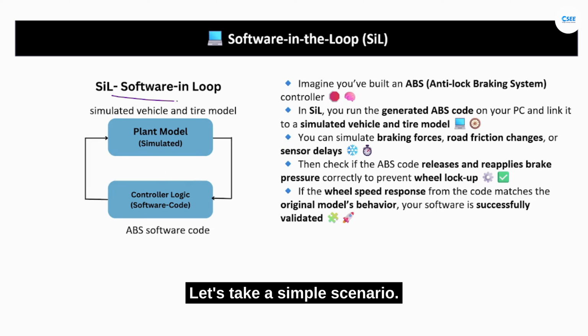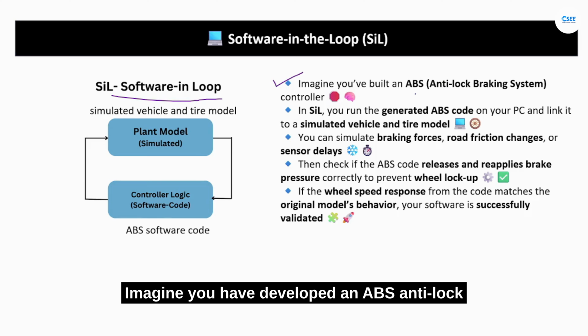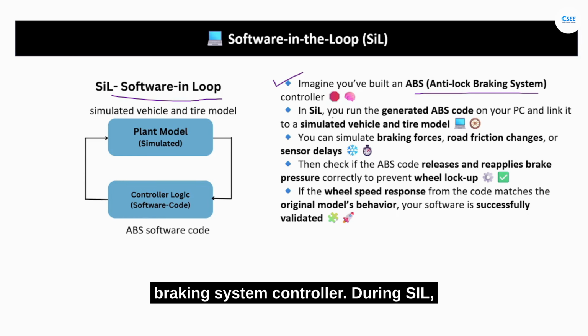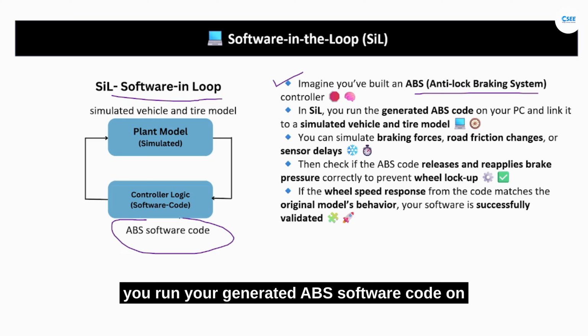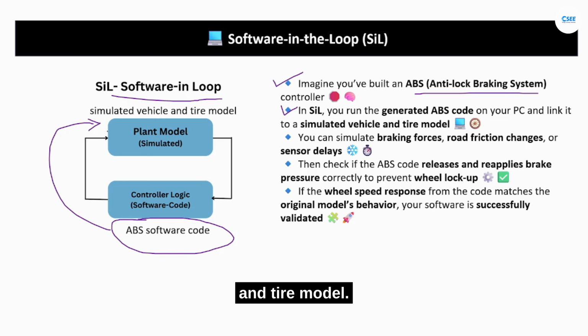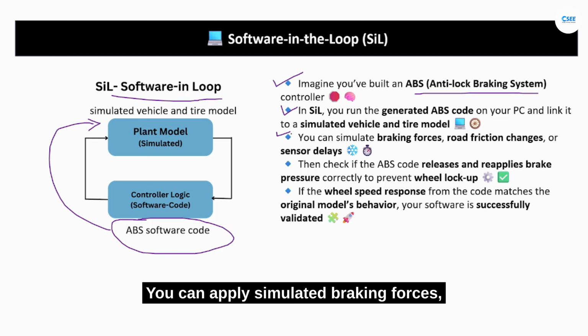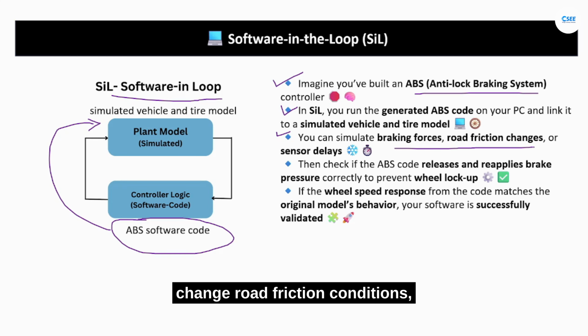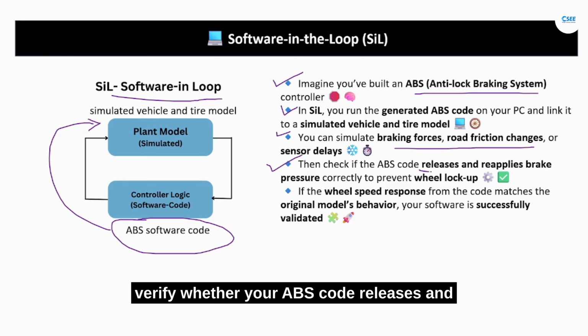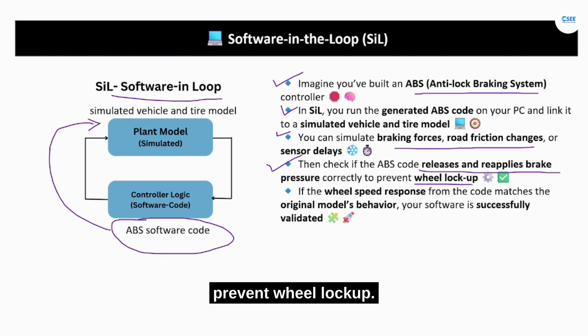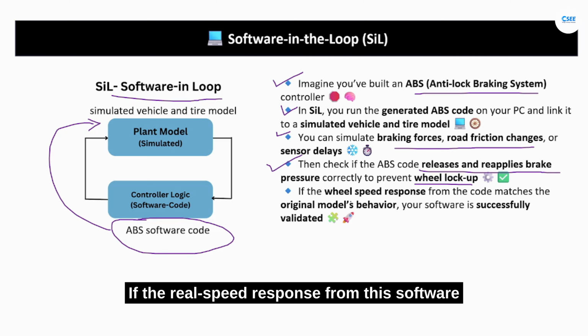Let's take a simple scenario. Imagine you have developed an ABS, anti-lock braking system, controller. During SIL, you run your generated ABS software code on your PC and connect it to a simulated vehicle and tire model. You can apply simulated braking forces, change road friction conditions, or even simulate sensor delays and verify whether your ABS code releases and reapplies brake pressure correctly to prevent a wheel lockup. If the wheel speed response from the software matches what you expected in the model, your software implementation is validated.